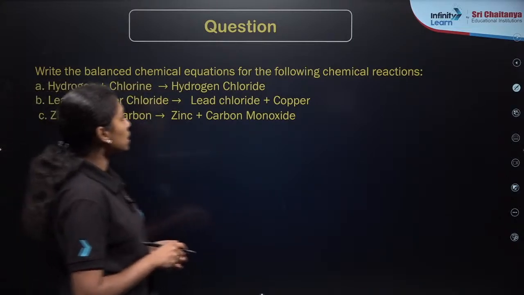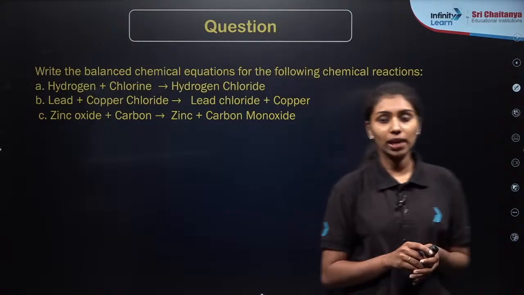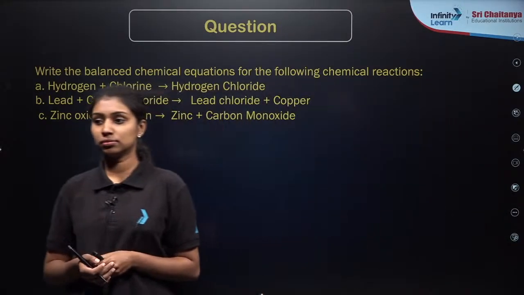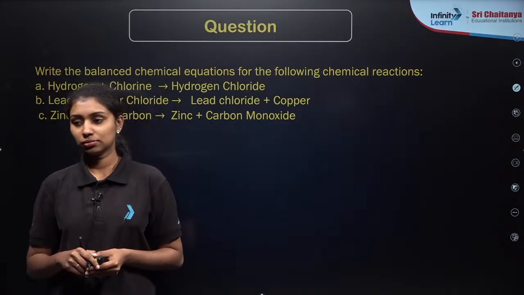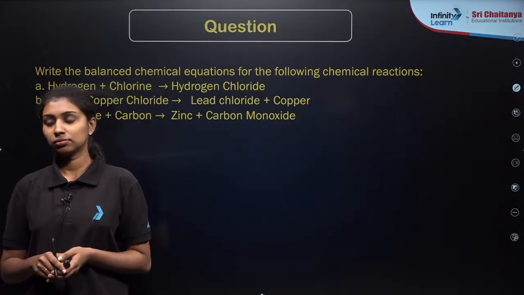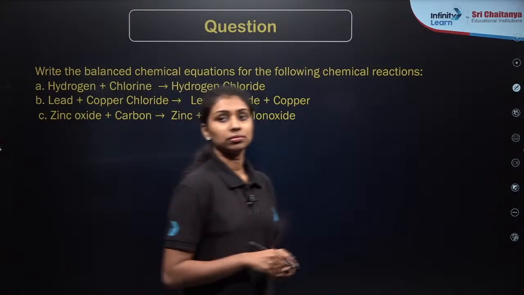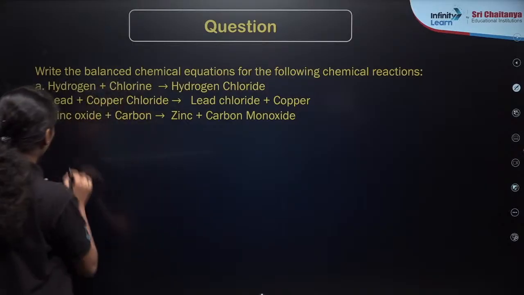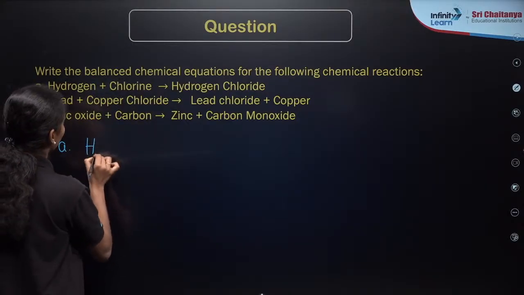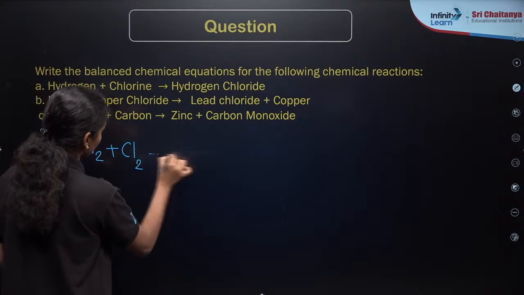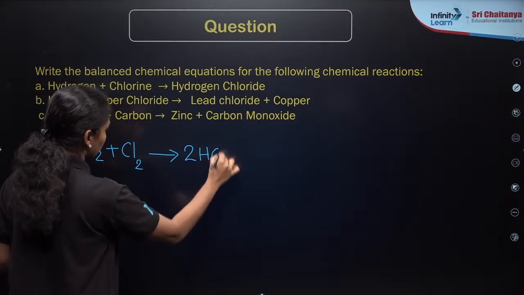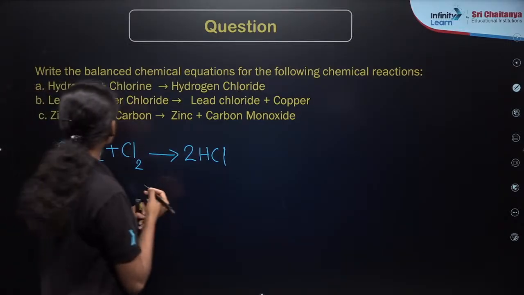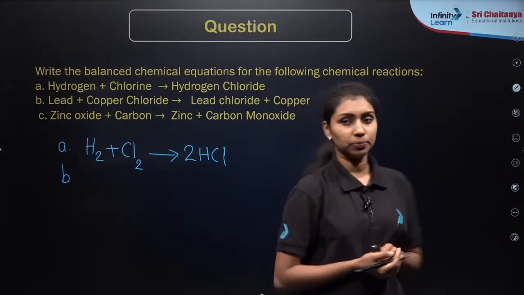Write the balanced chemical equations for the following chemical reactions. First one we have already discussed. So just give me the answers in comments. The first answer I will give you here: H2 plus Cl2 gives 2 HCl, right? What about the case of the second reaction? Lead will be treated with copper chloride to form lead chloride and copper.